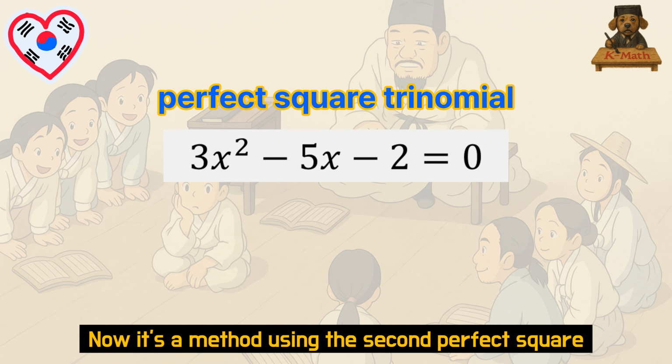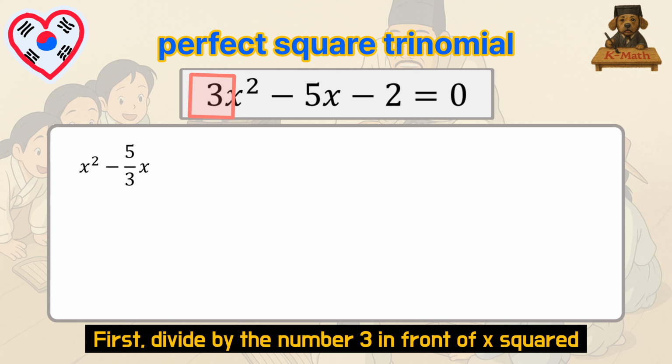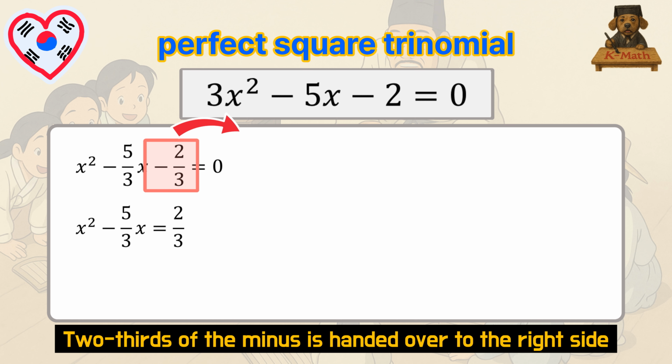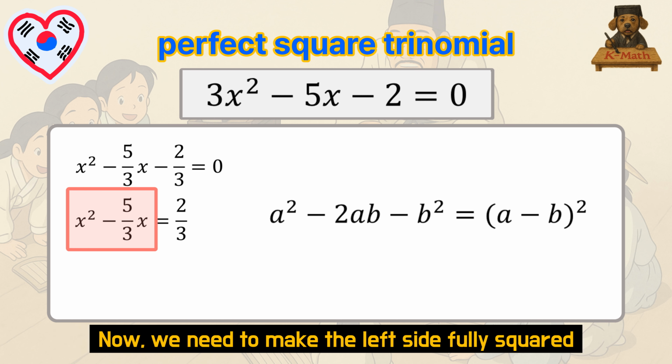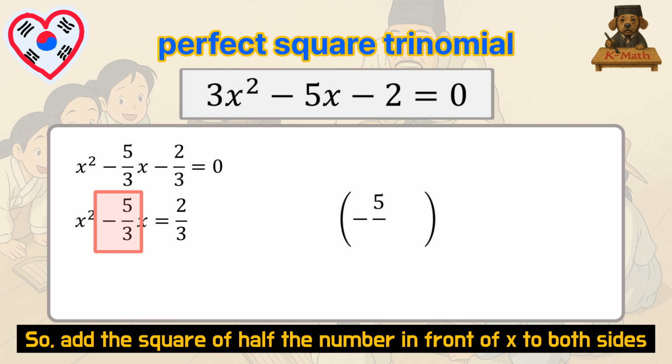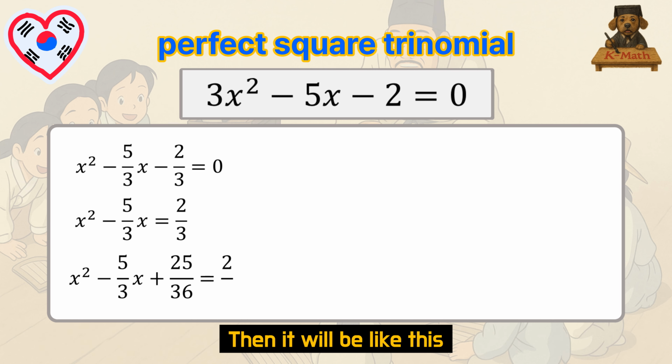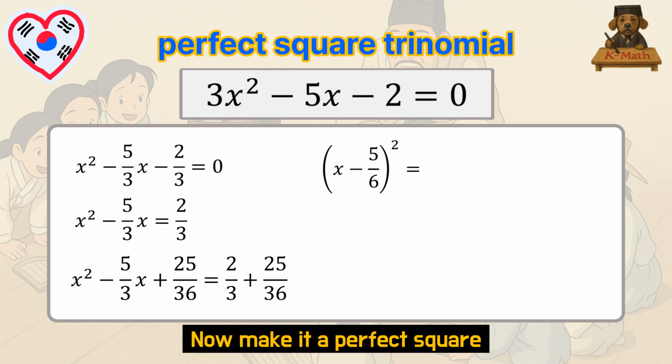Now it's a method using the second, perfect square. First, divide by the number 3 in front of x squared. The minus 2/3 is handed over to the right side. Now, we need to make the left side a perfect square. So, add the square of half the number in front of x to both sides. Then it will be like this. Now make it a perfect square.